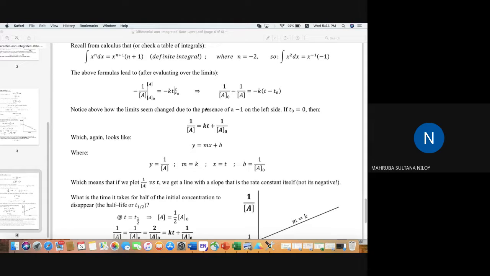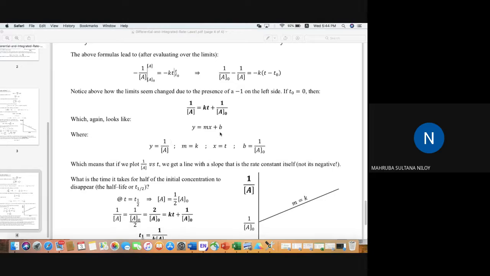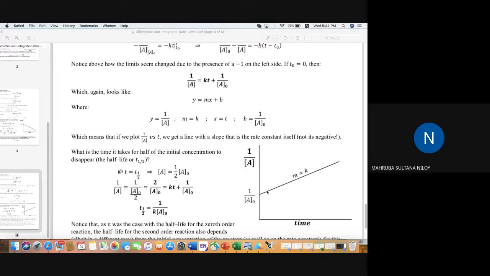Okay, so what will be the value of y here? 1 by A, sir. Okay, and b will be? b will be 1 by A naught. Okay, great. And m? m is slope, so slope will be k. Okay, slope is k. So it is positive k, right? Yes, it is increasing. Okay, so the slope will increase, okay?